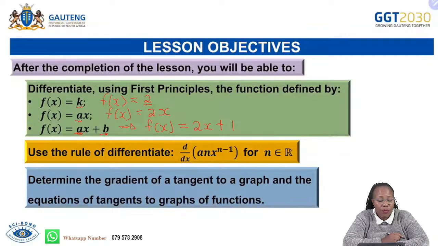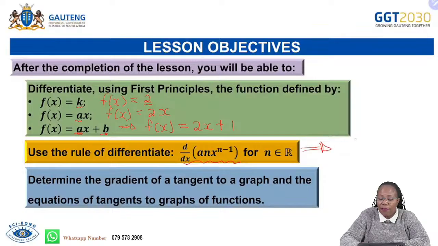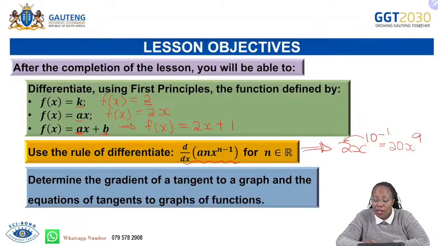And then secondly, you must use the rule of differentiation. You'll be able to use the rule of differentiation to derive. Remember, this rule states what, grade 12? If I am having 2x to the power 10, the rule means you multiply 10 by 2, it will be 20x, and then from the exponent you subtract 1, then you'll be left with n. So this is the explanation that is given to us in terms of that particular rule there. And then n must be an element of real numbers.